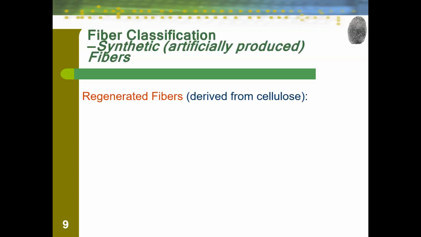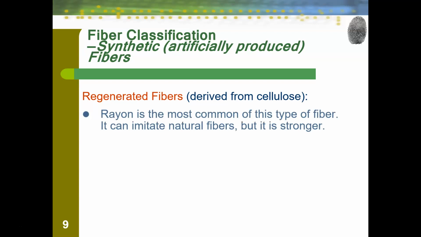Now, there are two types of synthetic fibers. We have regenerated fibers, which are derived from cellulose. You'll remember cellulose from our plant fibers, so they're based off of plant fibers, but we've chemically altered them to make them different. Now, the most common type of regenerated fibers is rayon, and it's used because it imitates natural fibers pretty well, but it is stronger. Rayon is most commonly used to imitate silk. If you get something that you think is silk, but it was really cheap, check the tag because it's probably rayon.